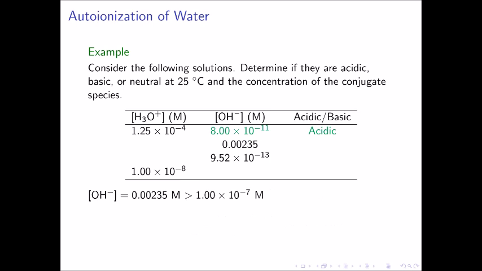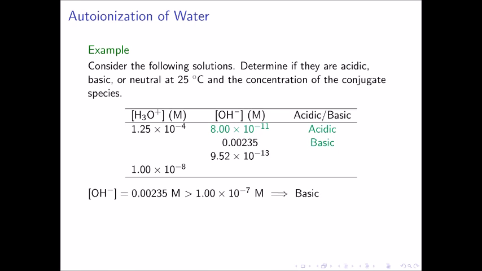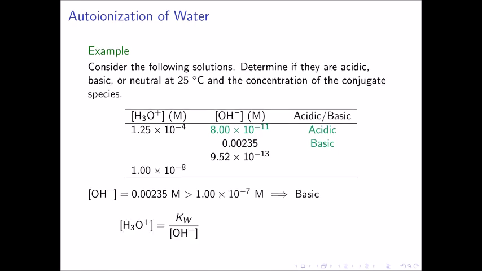In the second solution, the concentration of hydroxide ion is listed to be 0.00235 molar. This is quite a bit larger than 1 times 10 to the negative 7 molar, and so this solution is definitely basic. To calculate the hydronium ion concentration, we once again invert our Kw expression.